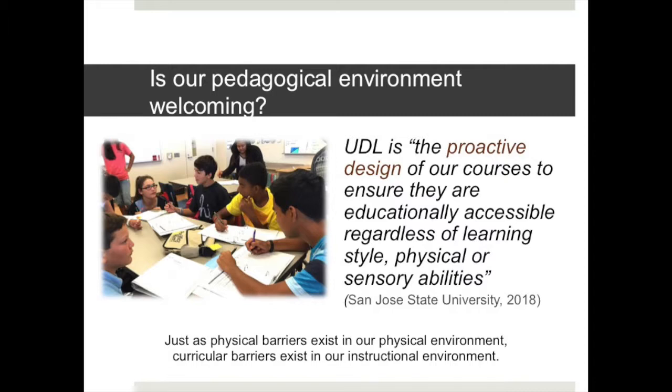UDL is the proactive design of our courses to ensure they are educationally accessible regardless of learning style, physical or sensory abilities. Just as physical barriers exist in our physical environment, curricular barriers exist in our instructional environment. UDL is framed via asking the question, is our pedagogical environment welcoming?